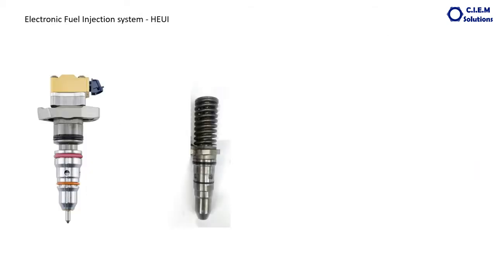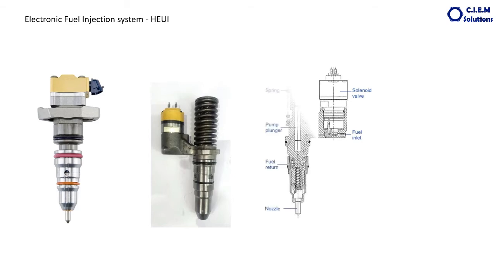Let us look at how this electronic unit injector looks. This is the HEUI injector, hydraulically actuated electronic unit injector. This is the solenoid. This is the injector body. This is the fuel inlet passage. There will be an exhaust passage. This is called the needle valve, or nozzle. Micro holes will be there to spray the fuel.